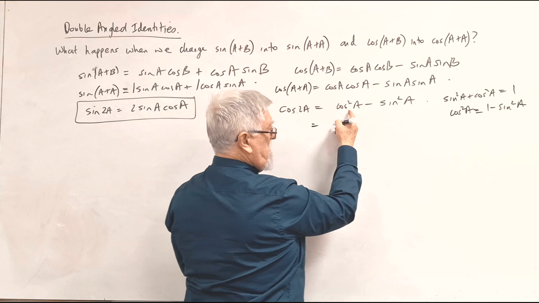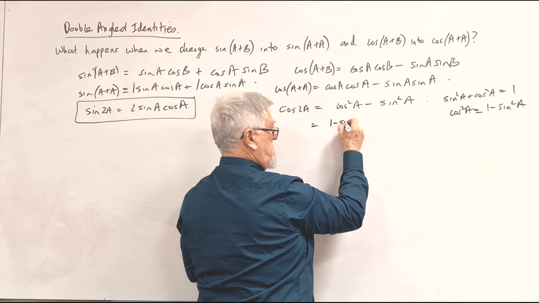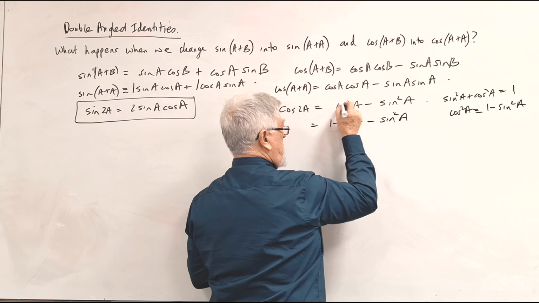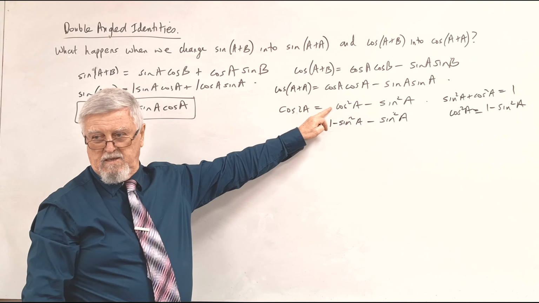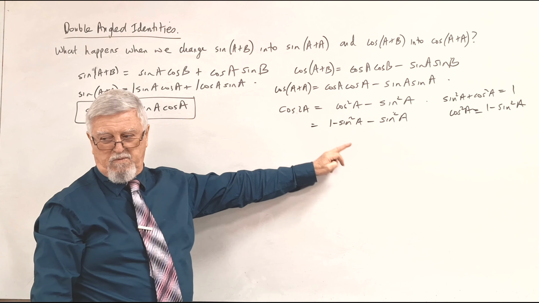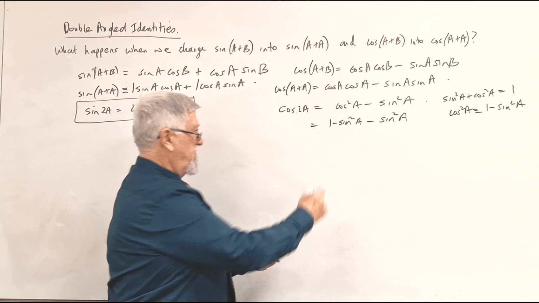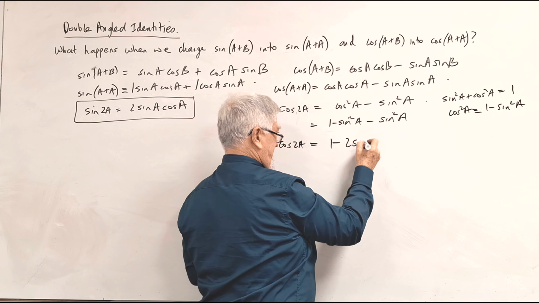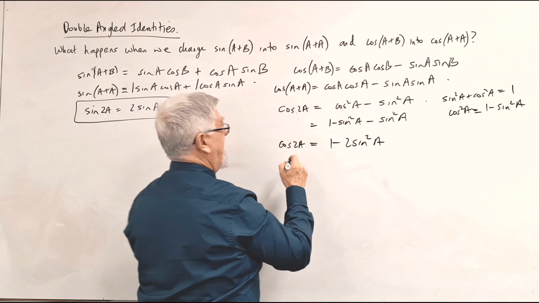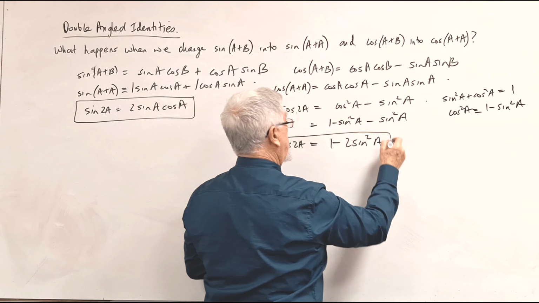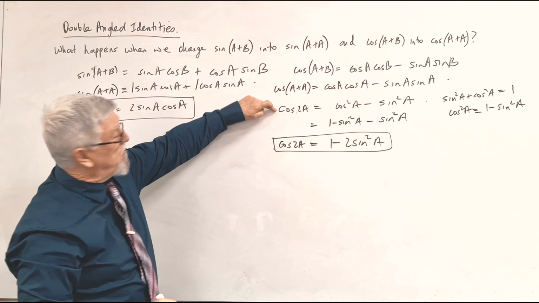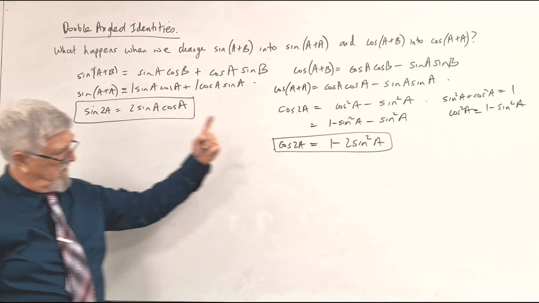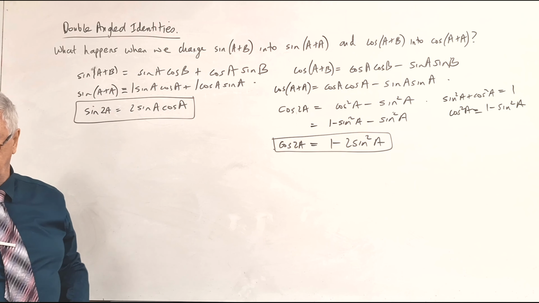So the cos squared becomes 1 minus sine squared A. Do we need brackets? No, because we're not using a minus here. If there was a minus there, we're going to put brackets. So what do we have? Now we've got a new expression for cos 2A. The interesting part is we can talk about that, and I'll do some questions with that in a moment. What's the last one?